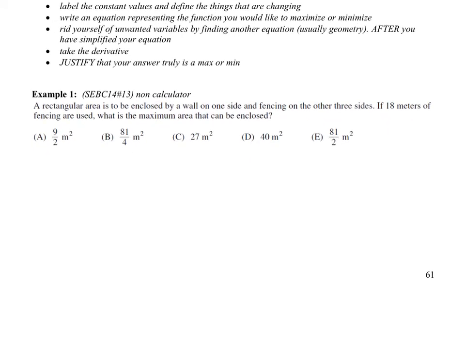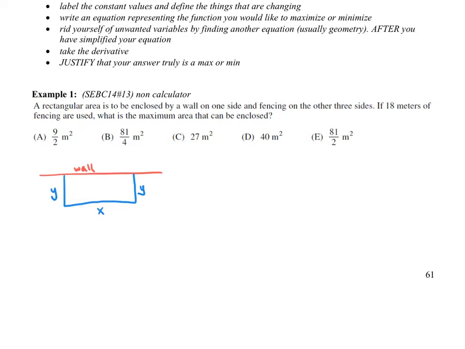So we have a rectangular area that is enclosed by a wall on one side and fencing on the other three sides. Let's say this is our wall here, and then we have our fencing, which might look like this. Okay, 18 meters of fencing is used. What is the maximum area that can be enclosed? Let's label these as y and x to make it easy.